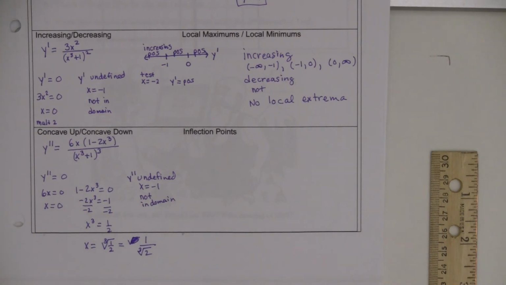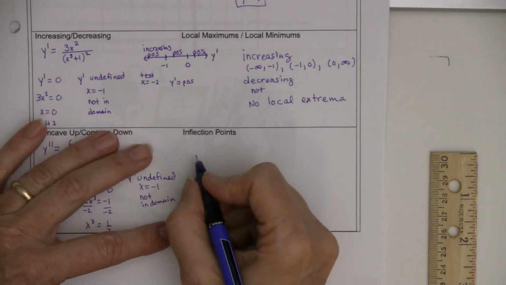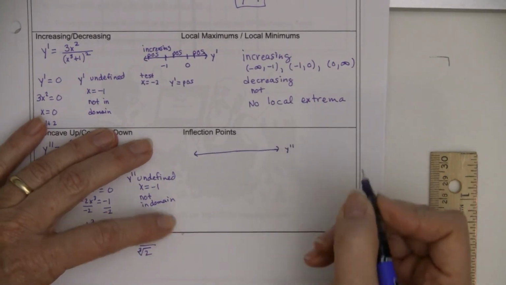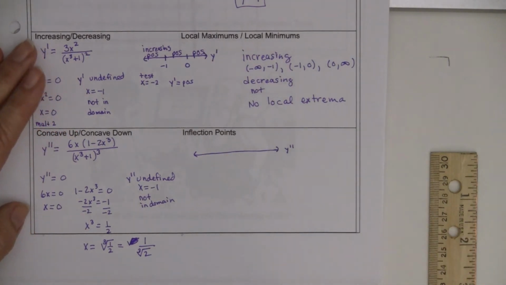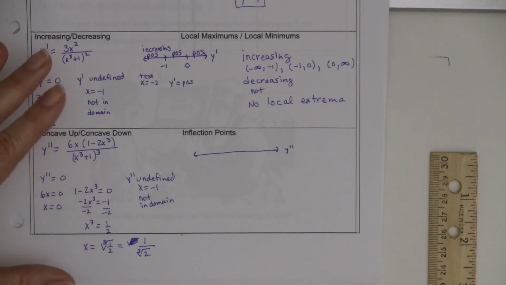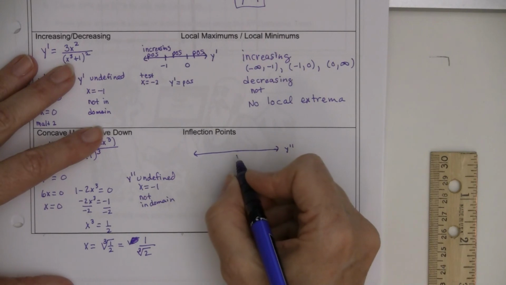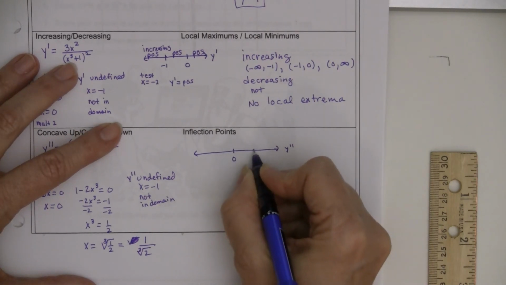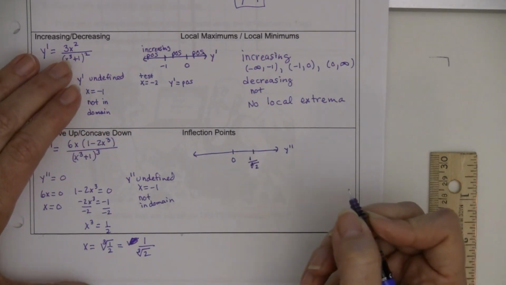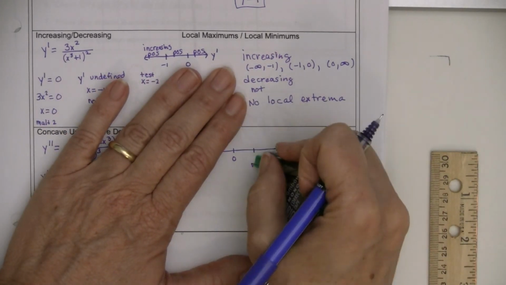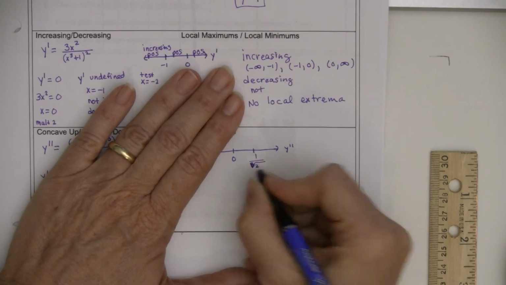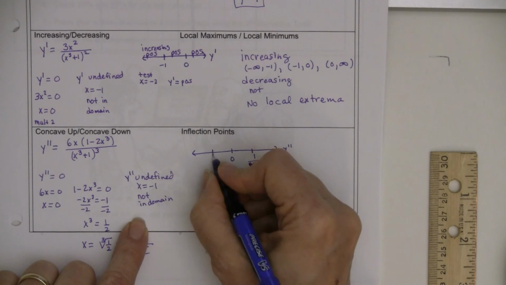Okay, so now I'm going to make my same little line graph, it helps me, and I'm going to be testing the second derivative. I'm going to have on there 0 and 1 over the cube root of 2. So 0 is right here on my number line, and 1 over the cube root of 2 is right there on my number line. And then negative 1 is over here.